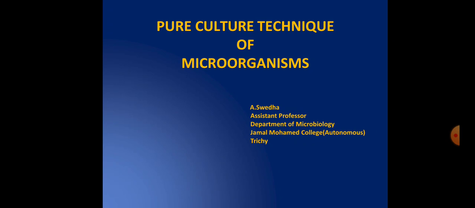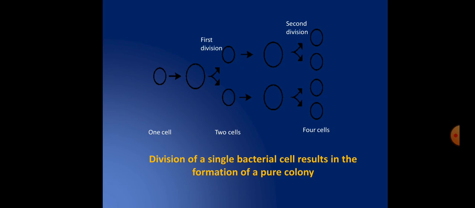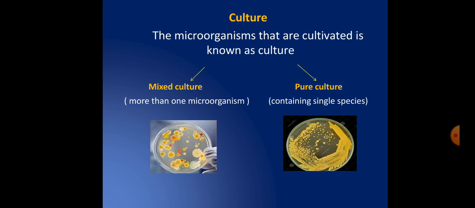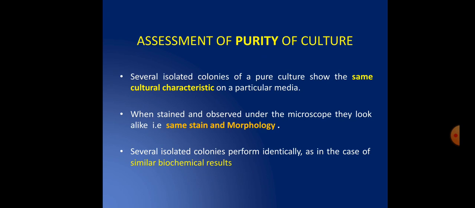Now I am going to discuss pure culture techniques of microorganisms. So first, culture. What is culture? The microorganisms that are cultivated are known as culture. That is classified into two types, mixed culture and pure culture. What is mixed culture? More than one microorganism is called mixed culture. A culture containing a single species is called pure culture.